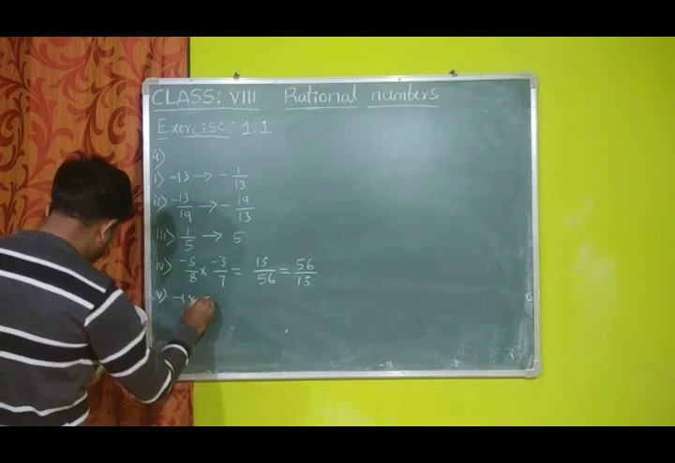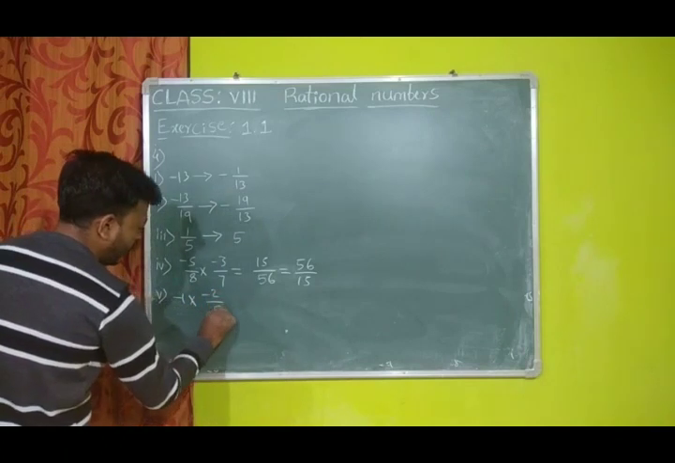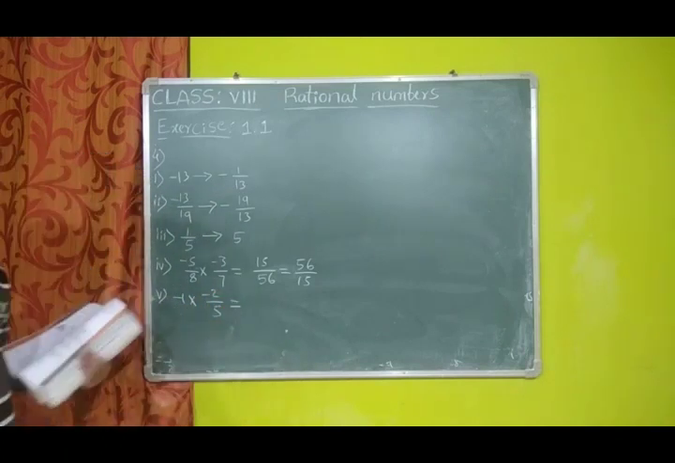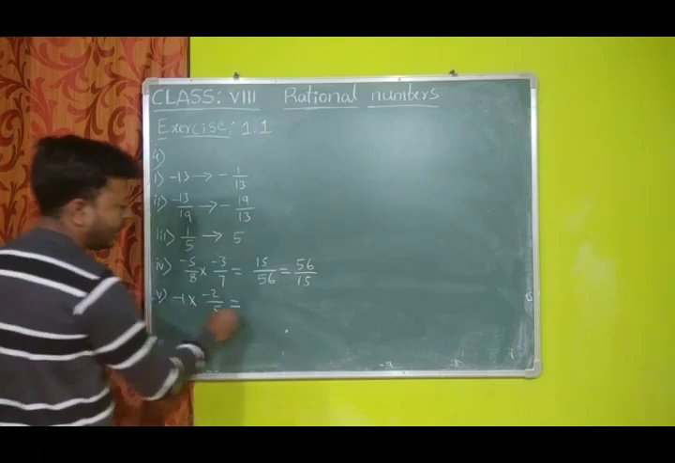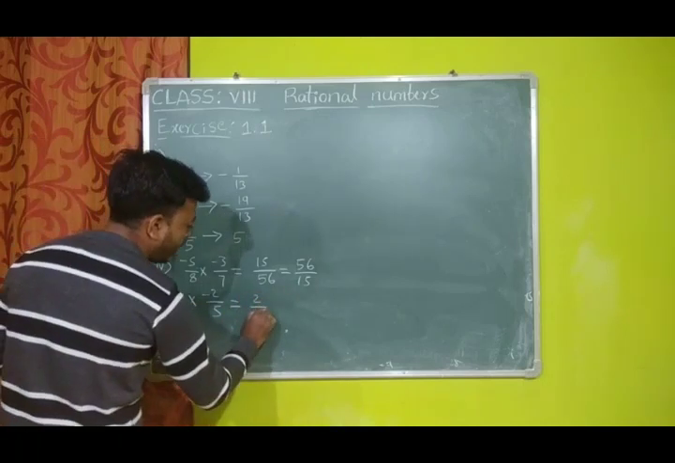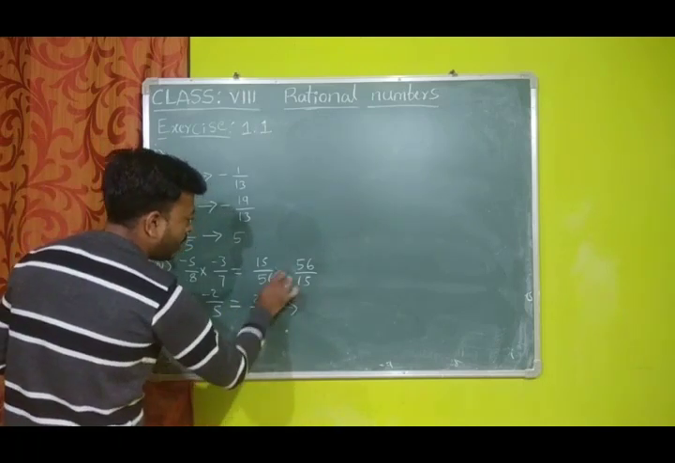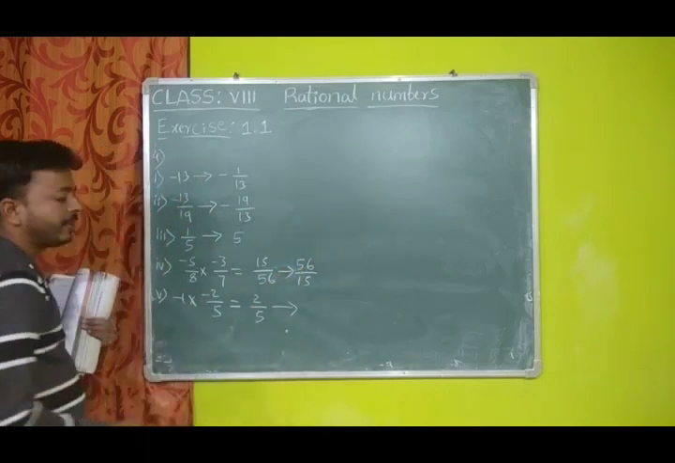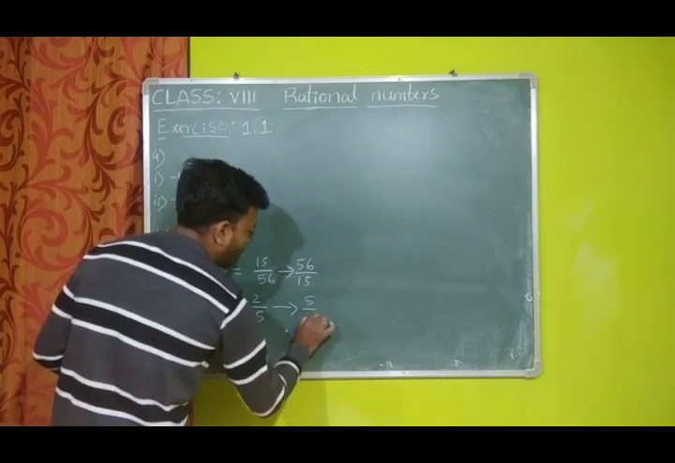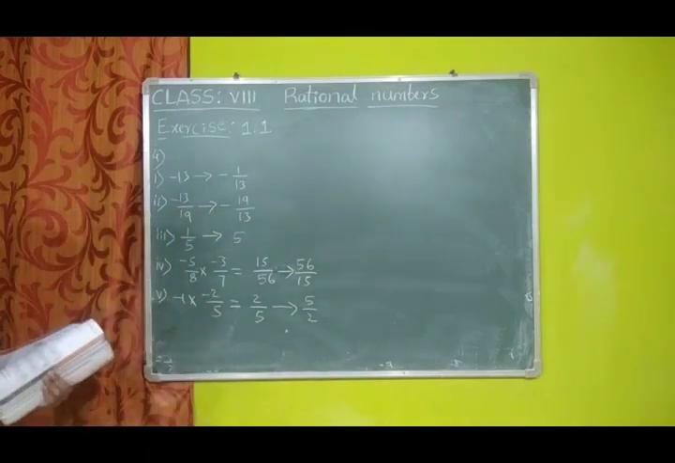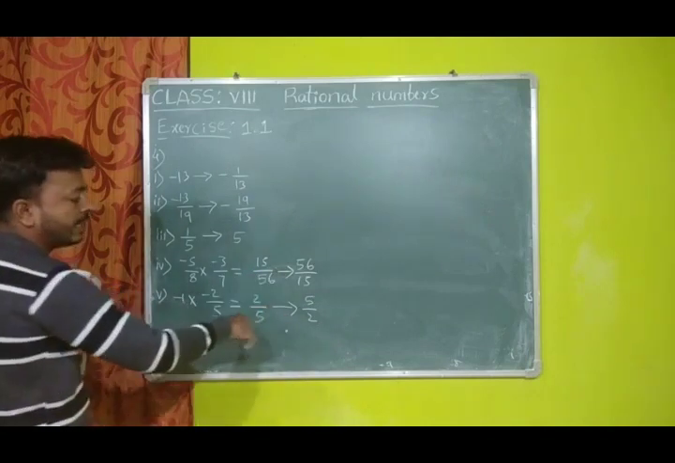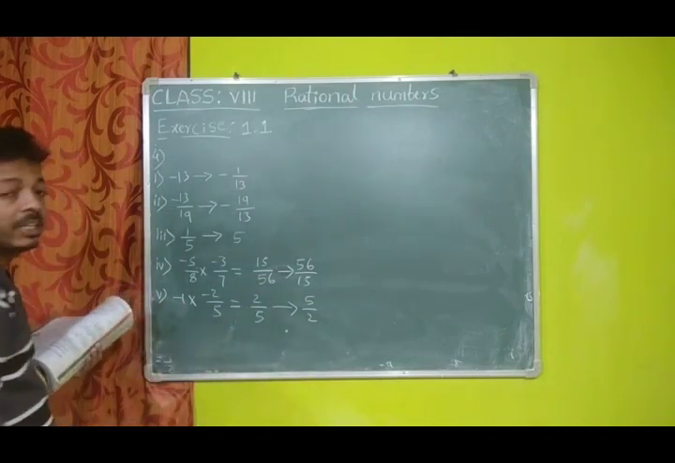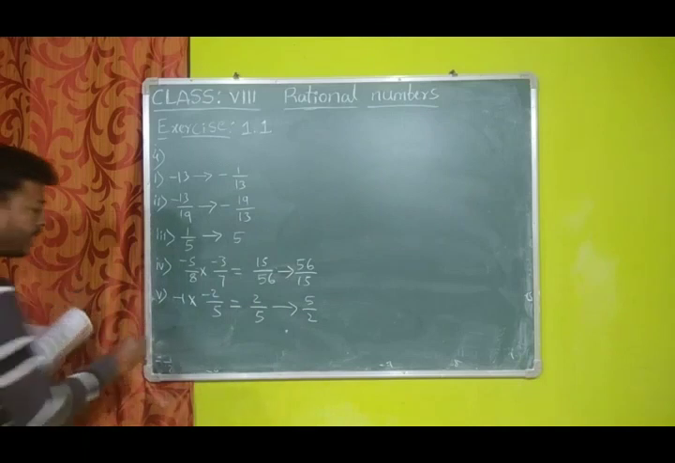Next one, fifth one. Minus 1 multiplied by minus 2 by 5. Simplify first. Minus into minus plus. 1 2s are 2 by 5. What is the multiplicative inverse? 5 upon 2. Yes, 5 upon 2. Don't write the equal to sign here. That is the multiplicative inverse we are writing there.